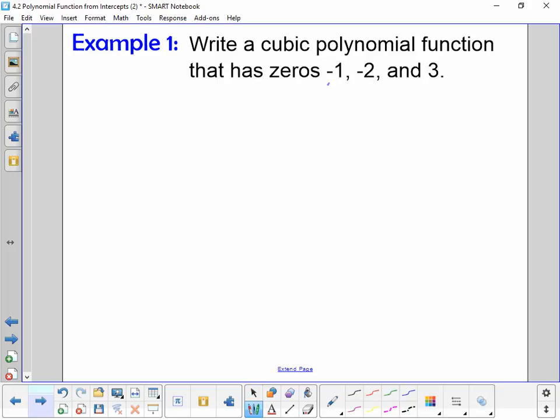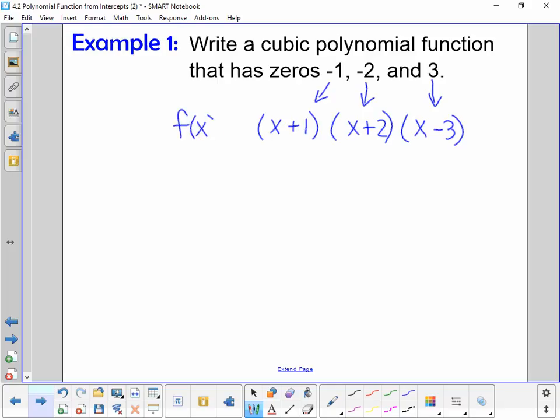So for each of the zeros, we can write a corresponding factor. If the zero is -1, the factor that goes with it is x plus 1. If the zero is -2, the factor that goes with it is x plus 2. And if the zero is positive 3, the factor that goes with it is x minus 3. So if our question just said write a cubic polynomial function with those three zeros, this would be such a function. f of x equals (x plus 1)(x plus 2)(x minus 3). It's just in intercept form.